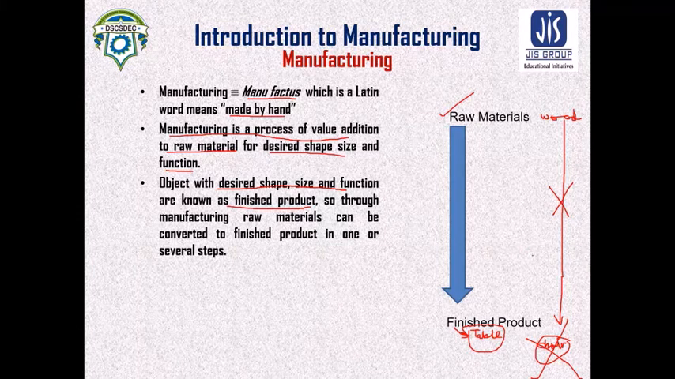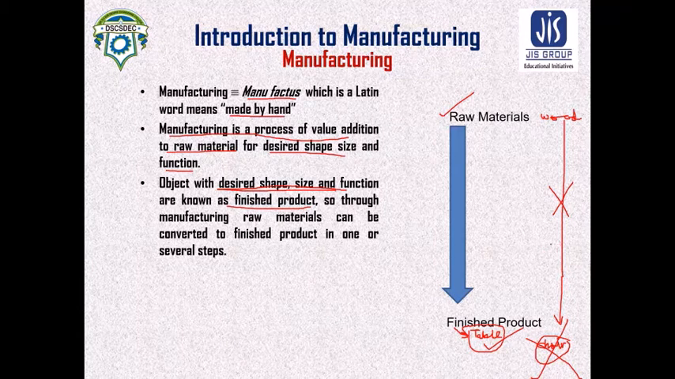If we desire a table, that means the table is our finished product, the object with desired shape, size and function. And if we get a chair, then there is some fault in our manufacturing process, in our value addition process.